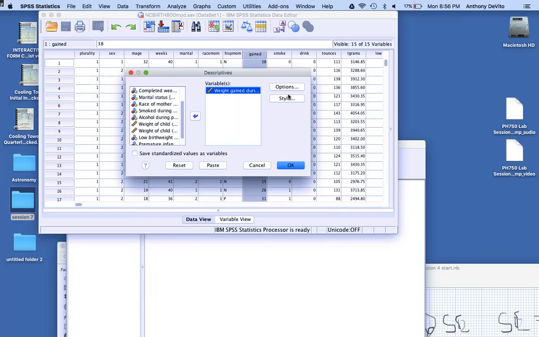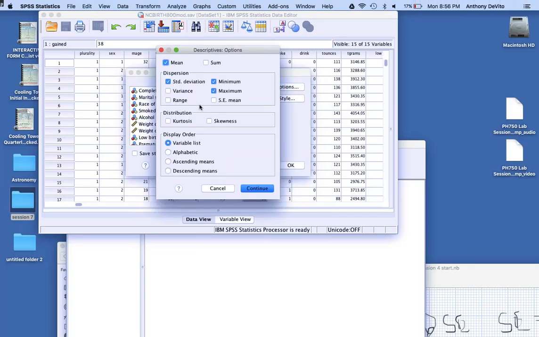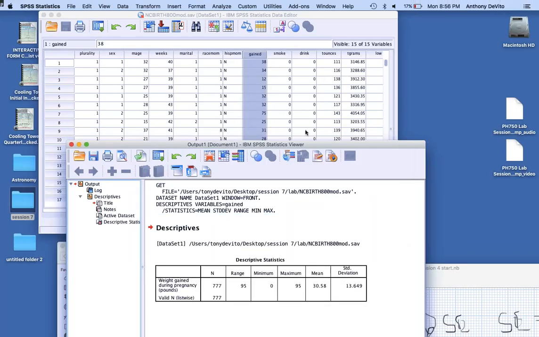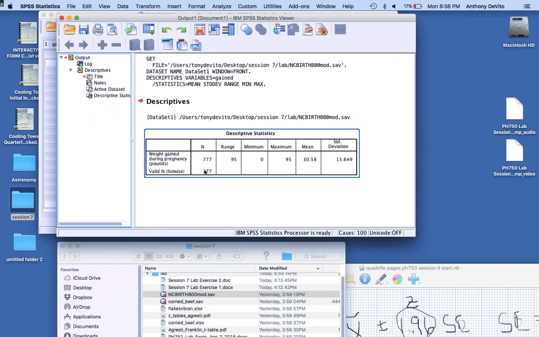Okay, and I'm going to ask it to give me the standard deviation, the mean. I don't care about that, but I might as well ask for the range. And I'm going to say okay and get the result there. So the 800 women in this, at least the ones that reported their weight gain, 777 valid results in this, had a range of 95 pounds, from 0 pounds to 95.